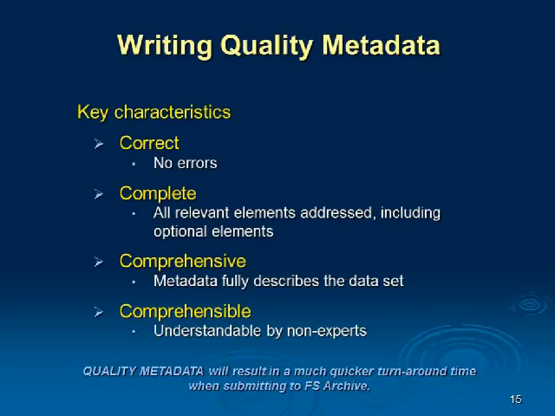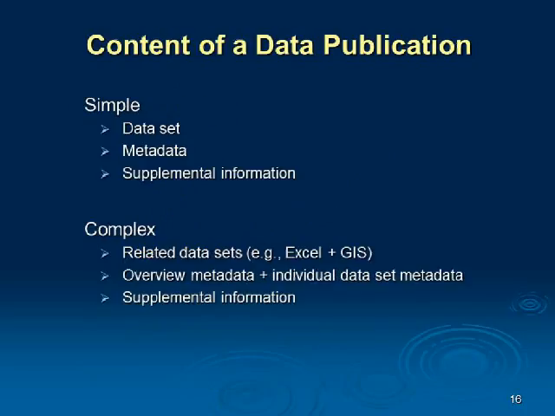So what goes into a data publication? A simple example would be maybe one data set with some variables, a metadata document, and then supplemental information. Supplemental information could be anything from a study plan or an internal report. It could be a map of your area. It could be images, photographs that were taken of your site or of the devices used to measure your data. So that in its simplest form would be a particular data publication.